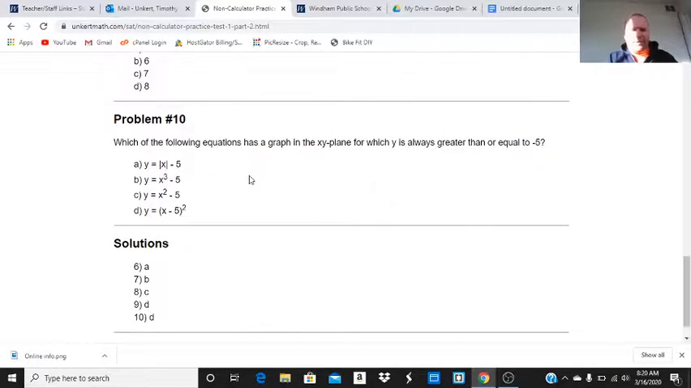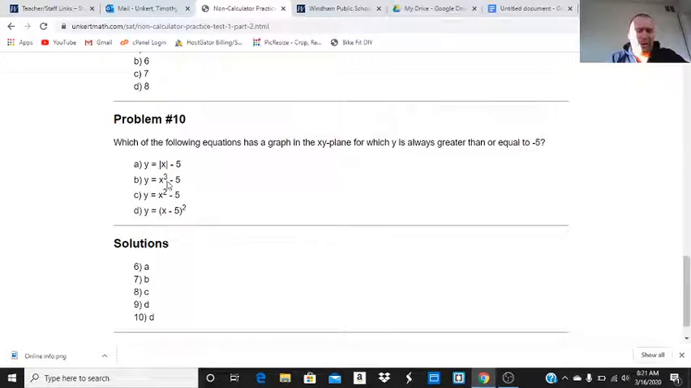Okay. And then the last one. Let's look at this last one. Which of the following equations has a graph in the xy plane for which y is always greater than or equal to negative 5? Okay. Let's go up to the absolute value first. Absolute value function. The vertex is at 0, negative 5. So it's not always greater. At the vertex, it is at negative 5. So that one doesn't work.